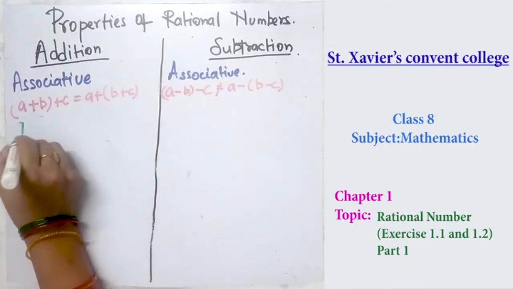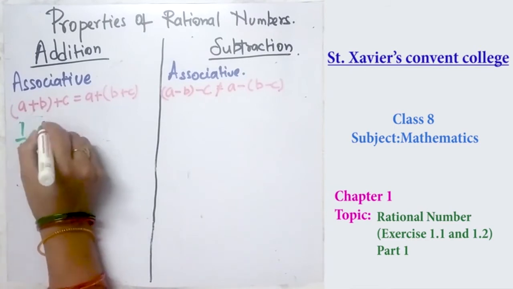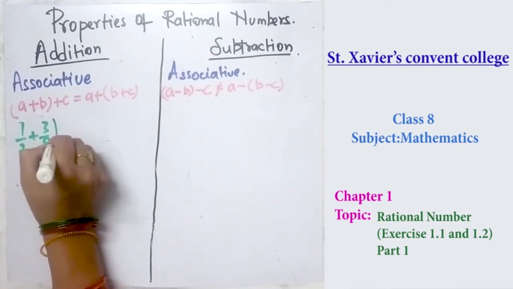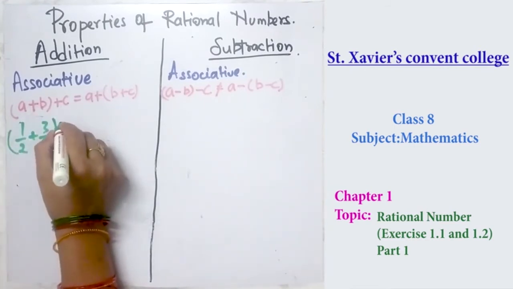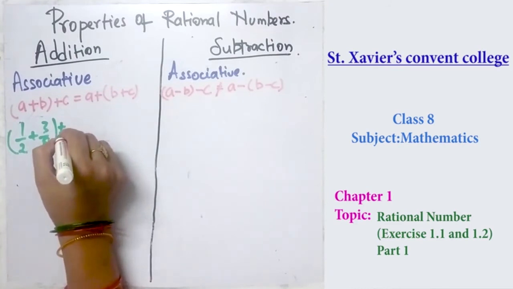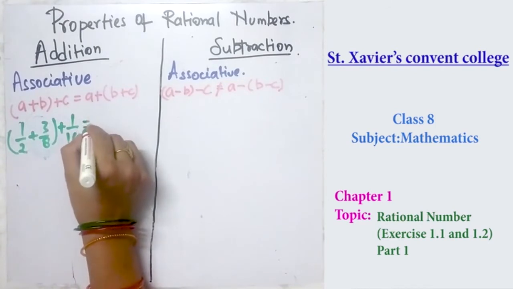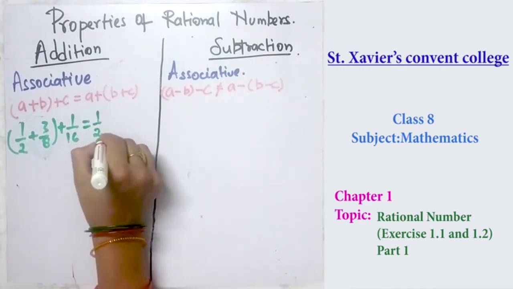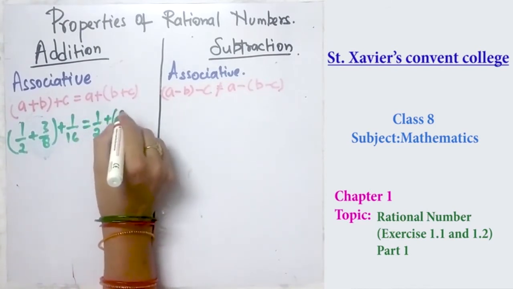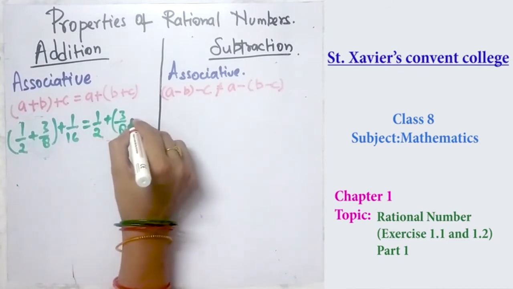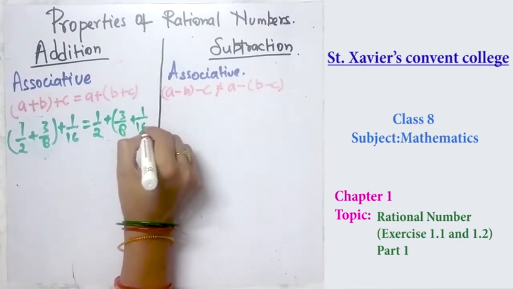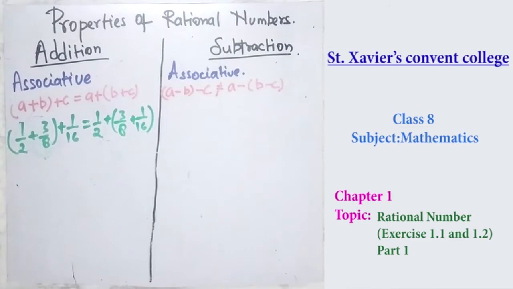Just take an example. Take 1 upon 2 plus 3 upon 8 plus 1 upon 16 is equal to 1 upon 2 plus 3 upon 8 plus 1 upon 16, with different grouping. We have taken this example just to verify the associative property.